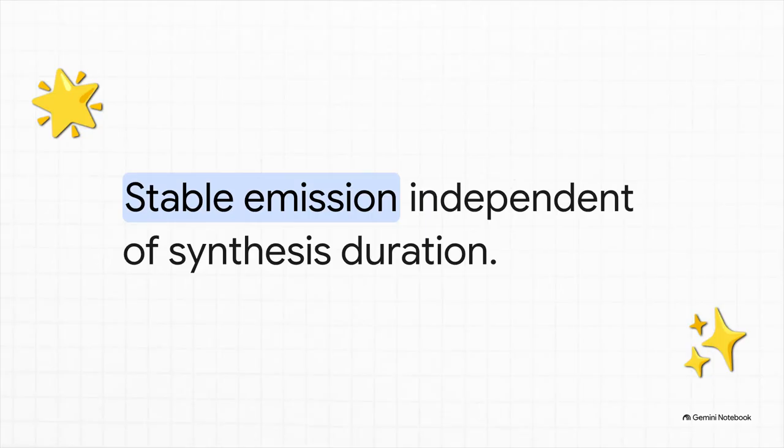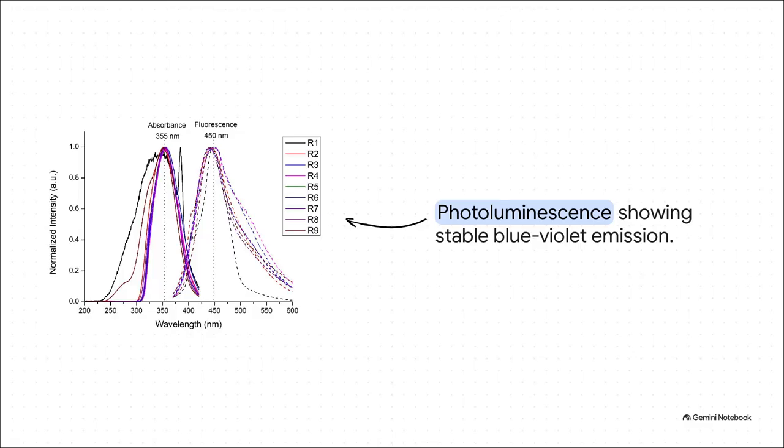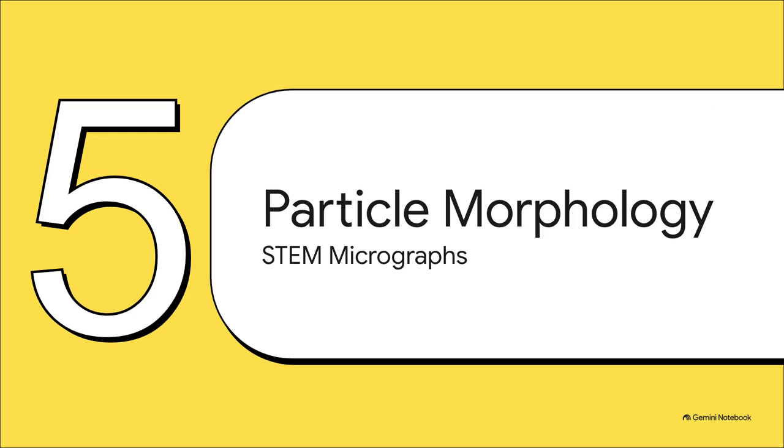But hold on, because from an optoelectronics engineering perspective, we're about to hit the most critical and honestly exciting finding of the entire study: stable emission that is totally independent of the synthesis duration. Our photoluminescence measurements brilliantly illustrate this highly stable blue-violet emission, peaking right in the 439 to 45 nanometer range when zapped with 355 nanometer excitation. What's truly remarkable here is how incredibly consistent it is. That blue-violet emission maintains its integrity almost perfectly, regardless of whether the synthesis lasted 12 hours or 64 hours. It is rock solid.